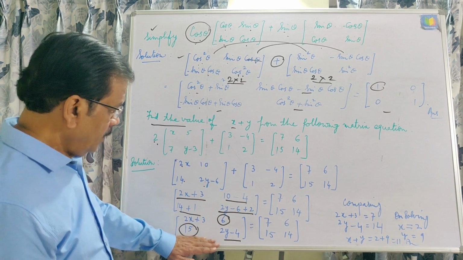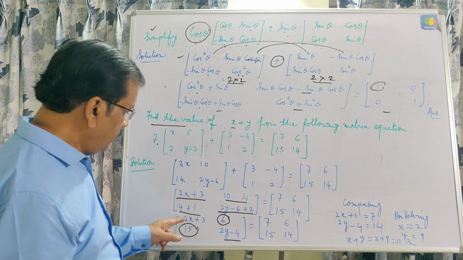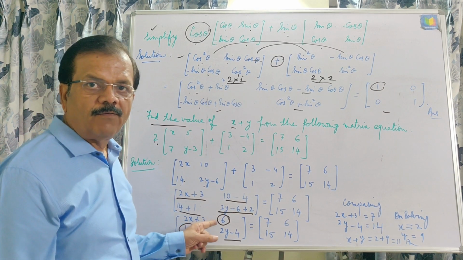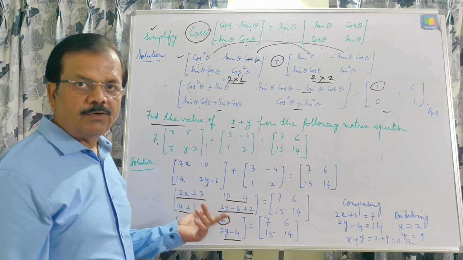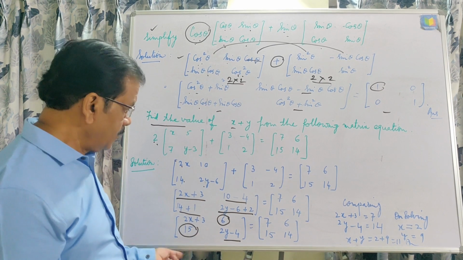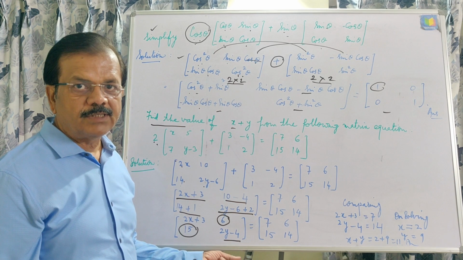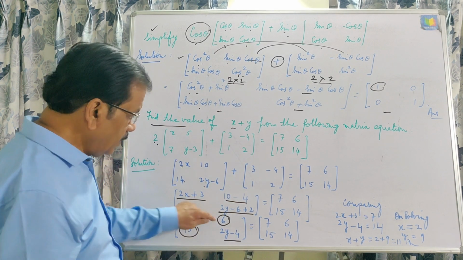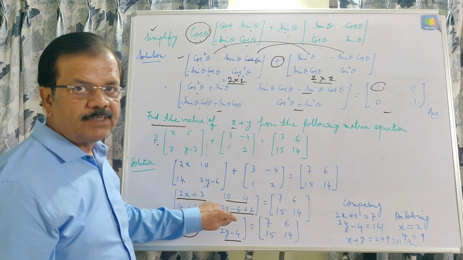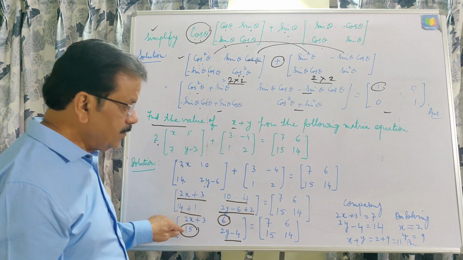Now here at this step, this value is given in the form of variable 2x plus 3. We don't know what is the exact value of this. 2y minus 4 is given in the form of variable. We don't know what is the exact value of this. But we know the exact value of this. This is 6 and this is 15.